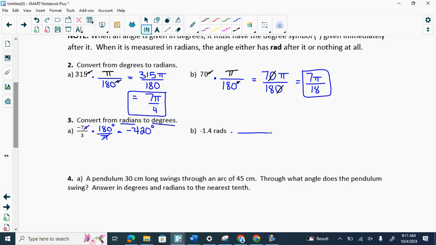Okay, this one's in rads. So I need to have rads down here, which is pi. Rads. Correct? The rads cancel. Then, oh, the 180 degrees must be up here. So type that in. Negative 1.4 times 180. What do you get? Any decimals? No. Voila.